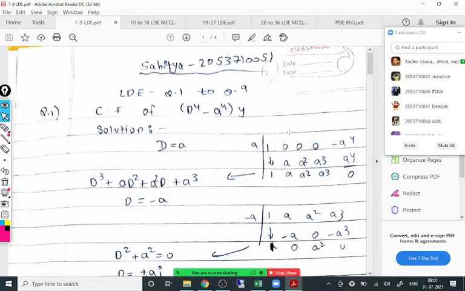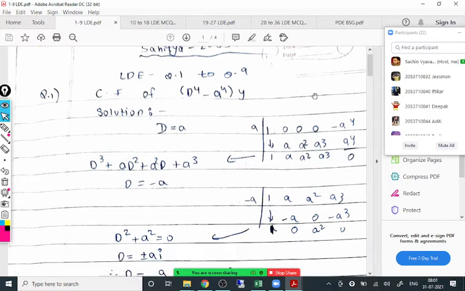Okay, so we are discussing here the multiple choice questions from linear differential equations, now from BS grade 1 only. Questions 1 to 9 were completed by Sahitya. Let me cross check, and if anyone has any doubt in any of the questions, we'll discuss that in detail here. Question number 1 is we want a complementary function for D raised to 4 minus a raised to 4.